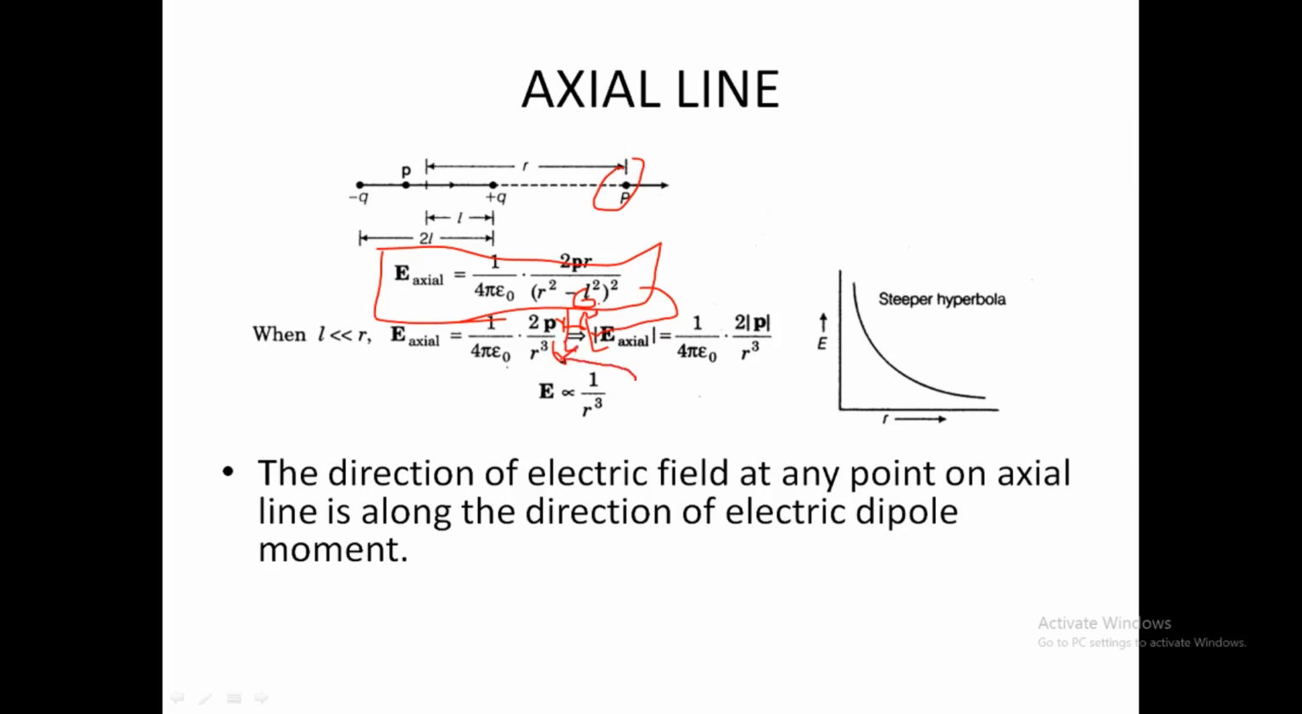So in simple sense, in case of the axial line, electric field is inversely proportional to the cube of the distance between the dipole and the point taken. You should also note the important point: the direction of the electric field at any point on the axial line is along the direction of the electric dipole moment. It will be along the axis, from negative to positive. The direction will be from negative charge to positive charge.